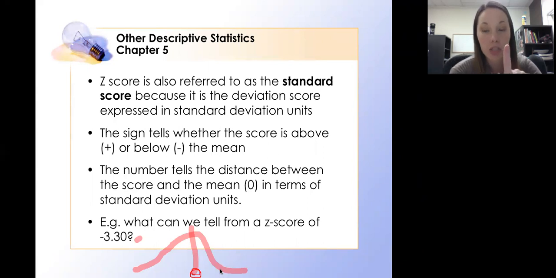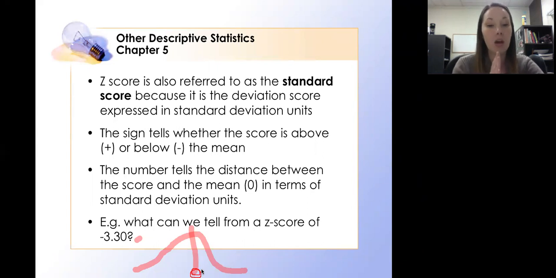We have the sign, which tells us whether it falls above the mean or below the mean, and we have the number, and the number tells us how far away from the mean it is. If we have a big number, that means it's going to be farther away from the mean. If we have a small number, that means it's closer to the mean or closer to the center of the distribution.